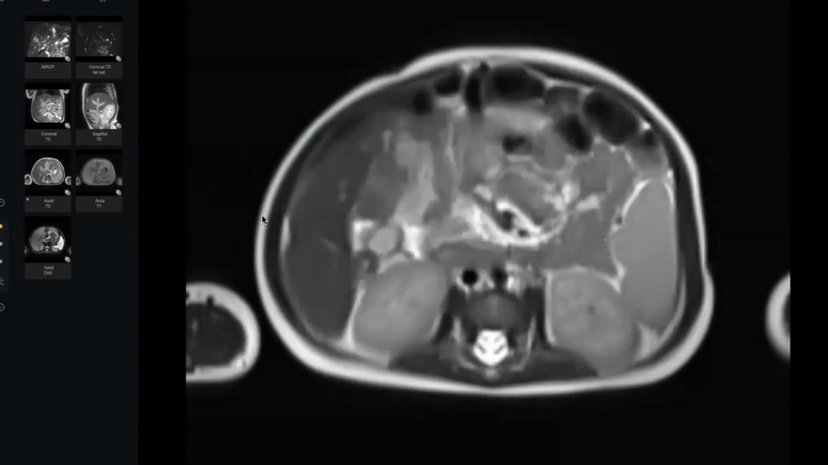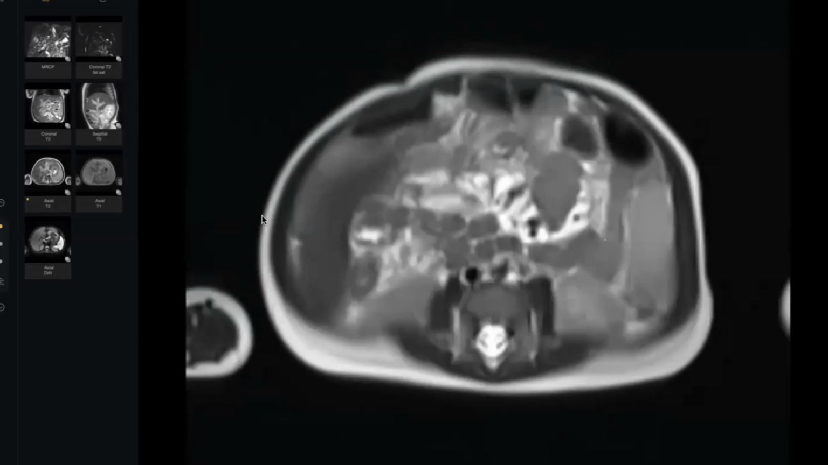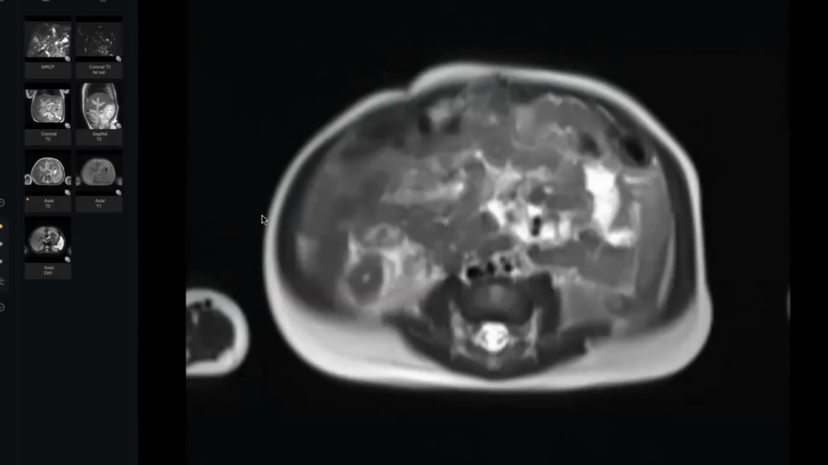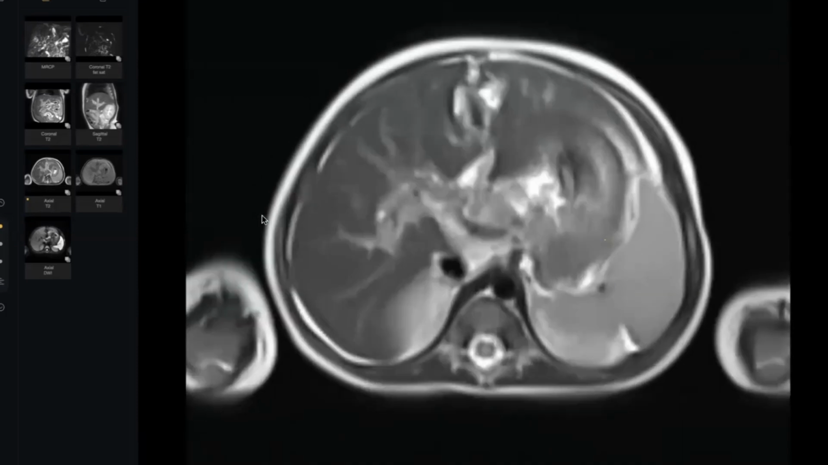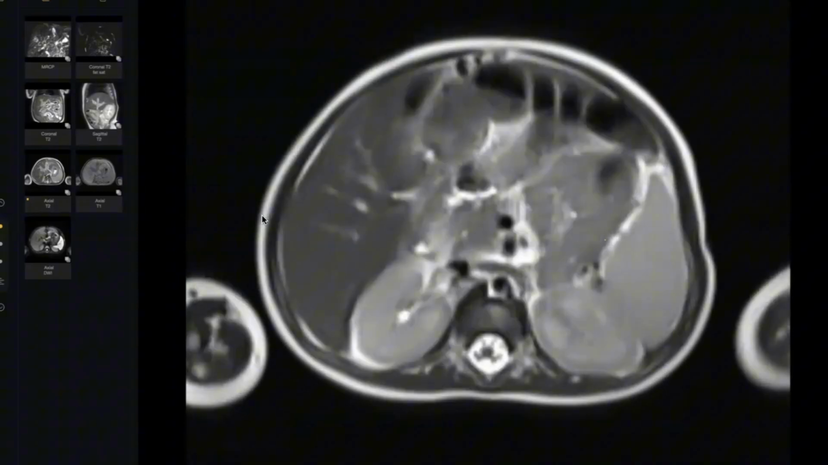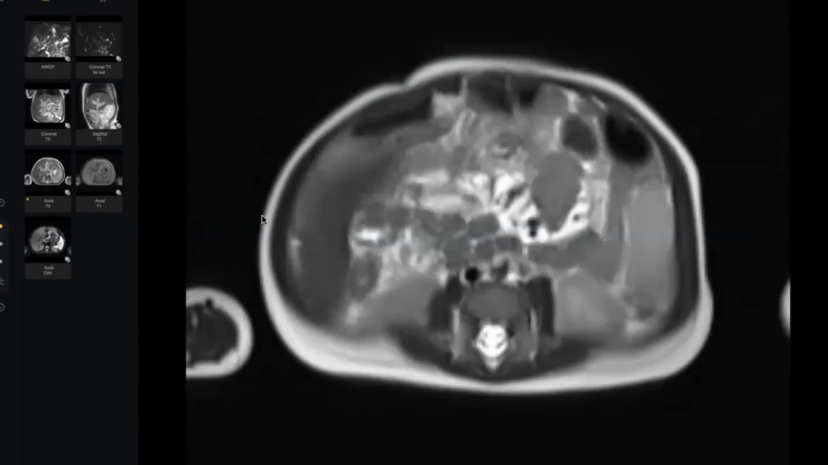Do you think in a 1-year-old child we are searching for a stone? In some cases, yeah. What is the most common cause of biliary dilatation in neonates or a very young child?